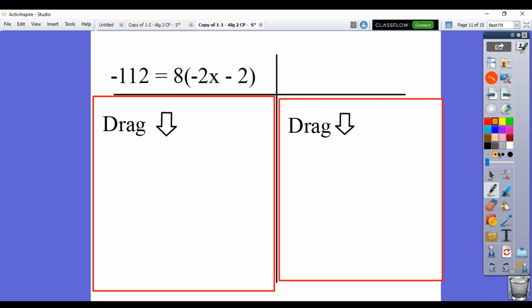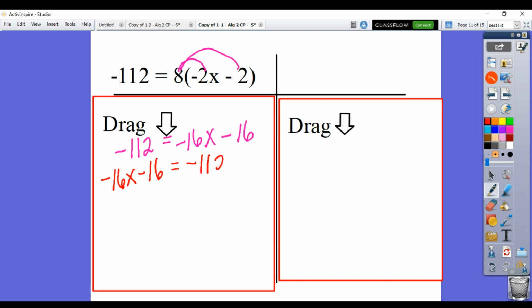Here, let's apply some distributive property. Let's work on it this time. So here we're gonna distribute 8 times negative 2 is negative 16x. 8 times negative 2 is going to be negative 16. I'm going to drop the negative 112 here, equal sign. Again, some textbook or some teachers, they would like to have their variable on the left side. So I'm just going to move or flip them all. Negative 16x here minus 16 is equal to negative 112.